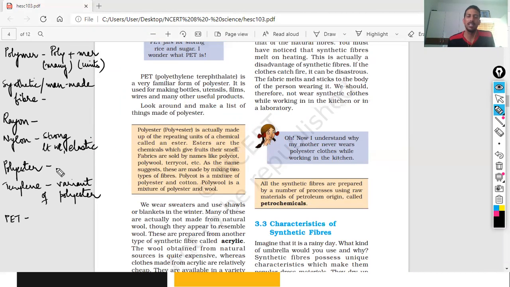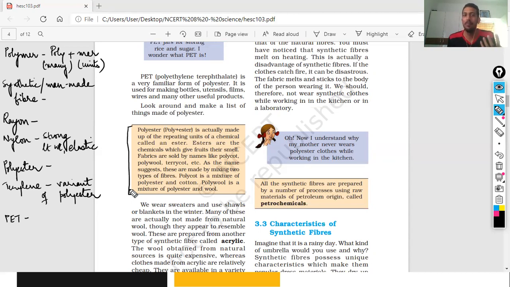So here you have the name, and it is a very famous variant of polyester, and also it's very dangerous to nature or to the environment. As you can see here, we have a small understanding about polyester. It is actually a chemical name for repeating units of a chemical called esters. And what are esters? Esters are generally the chemicals which give fruits their smell. Right? If you see that there is a different smell for mango and banana and orange, that's because of this property called ester.